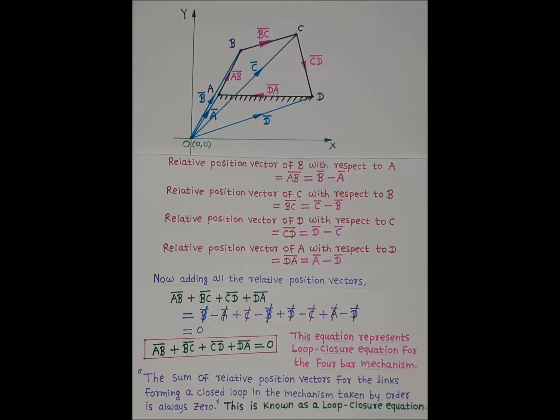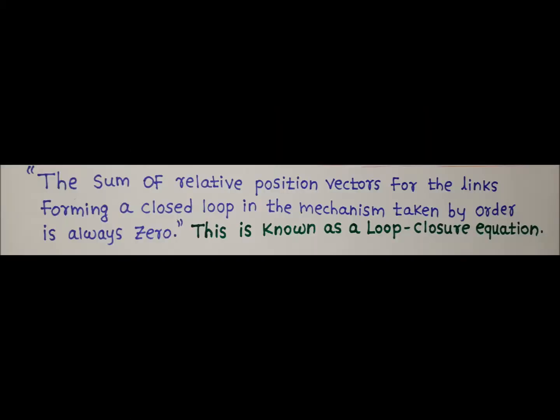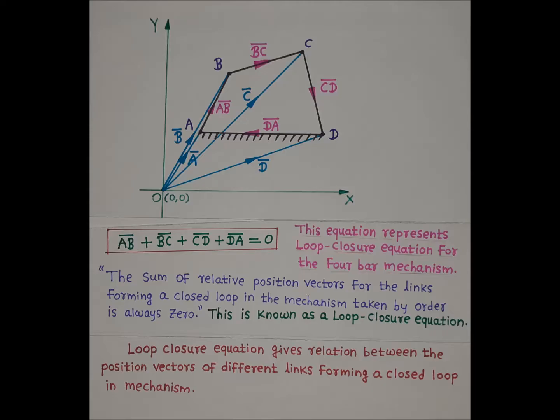Okay, and we have taken it in certain order. Okay, so we have taken it in clockwise sense. Okay, we can even take it in another sense. Okay, so it will not matter. Okay, so what is the statement? The sum of relative position vectors in a closed loop of a mechanism will be 0 if we are taking it in order. Okay, so this is known as the loop closure equation. Okay, so I hope what is the loop closure equation, that thing is clear.